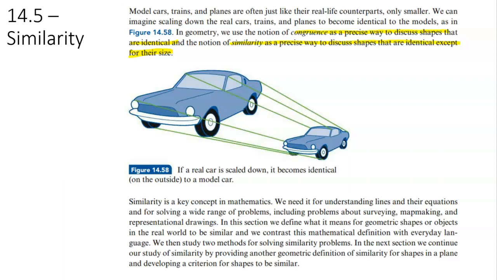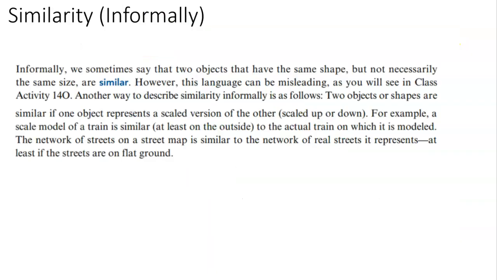Similarity is really important. We need it for understanding lines, equations, surveying, map making, representational drawings. So in this section, we're going to cover a lot of different examples about similarity. So first, informally, we could say two objects that have the same shape but not necessarily the same size are similar. And we've seen that before. If we've got this rectangle and this rectangle, we would say, hey, those are the same shape, but they're not the same size. We would call them similar.